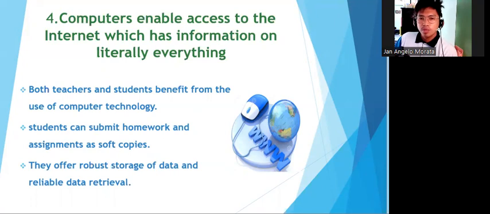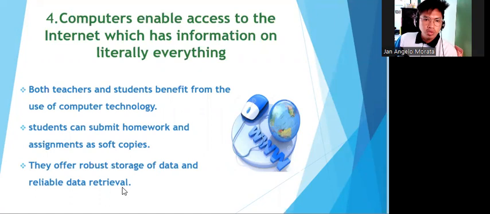So doon pwede na sila mag-submit. Even the teachers can post the evaluation, and from that post, the students can submit their outputs. Okay, not just via email, via messenger, and pwedeng directly na mismo doon sa learning platform na ginagamit ng students and teachers.